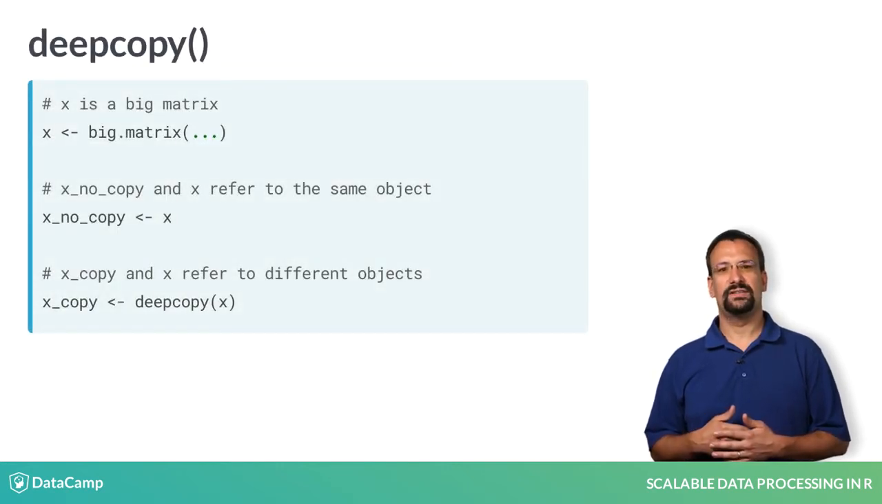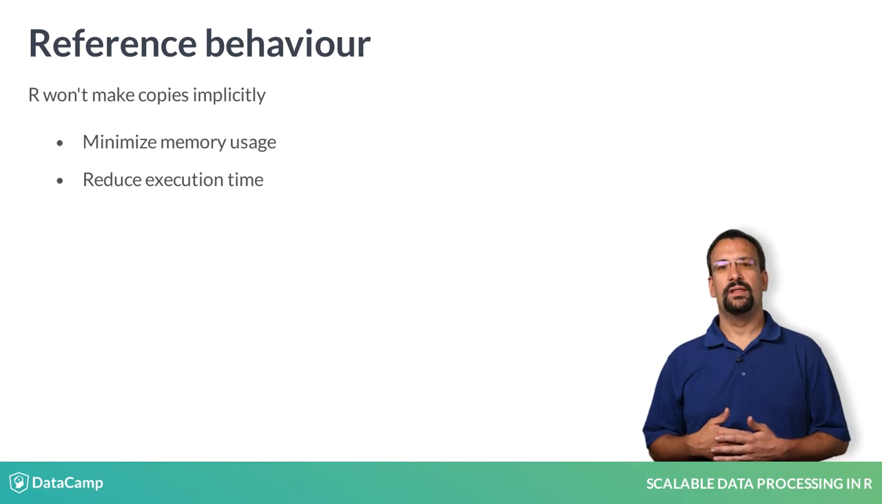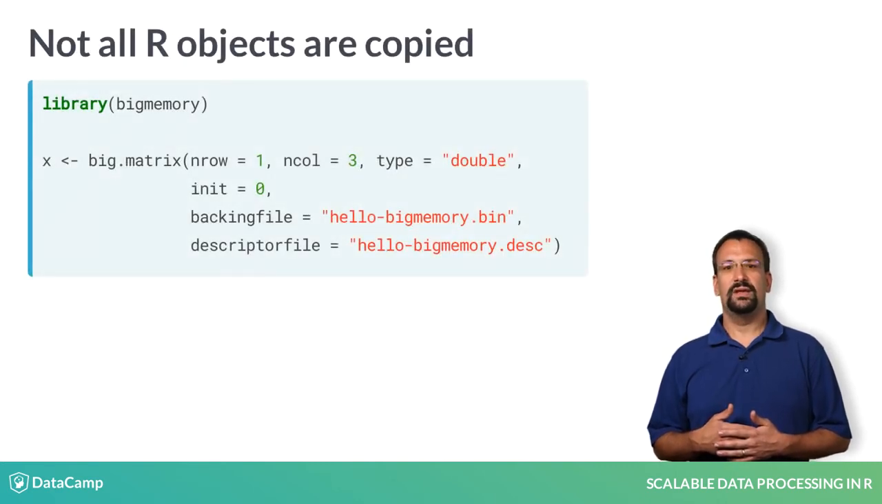A big matrix is a reference object. This means that assignments create new variables that point to the same data. If you want a copy, you need to do it explicitly using the deep copy function. Reference behavior ensures that R won't make copies of the matrix without you knowing. This helps minimize memory usage and execution time, but it also means you need to be careful when you are making changes. Here we have an example that shows the reference behavior of a big matrix.